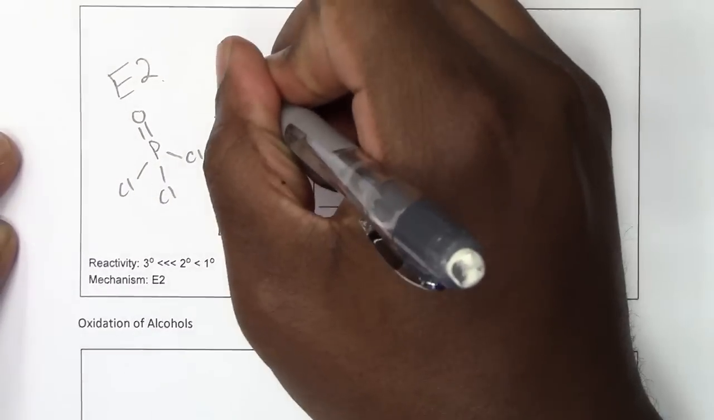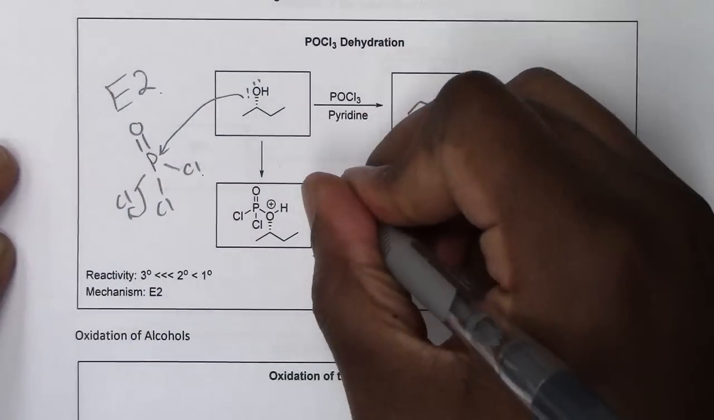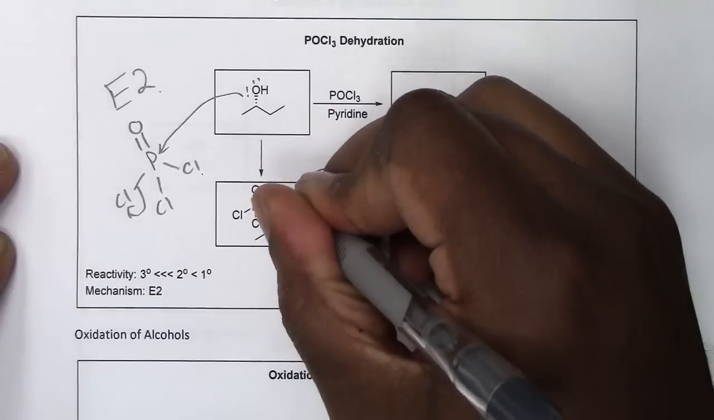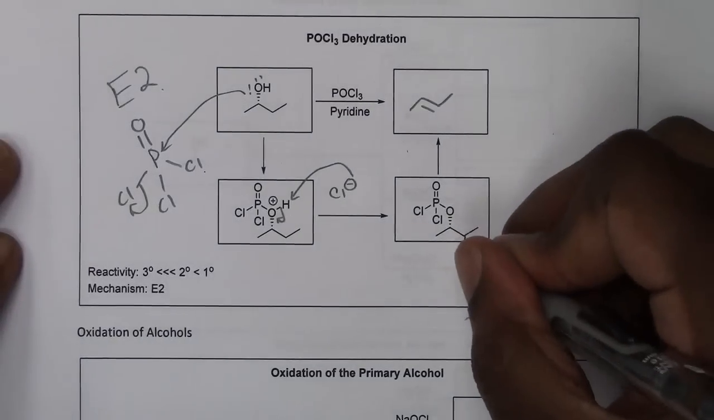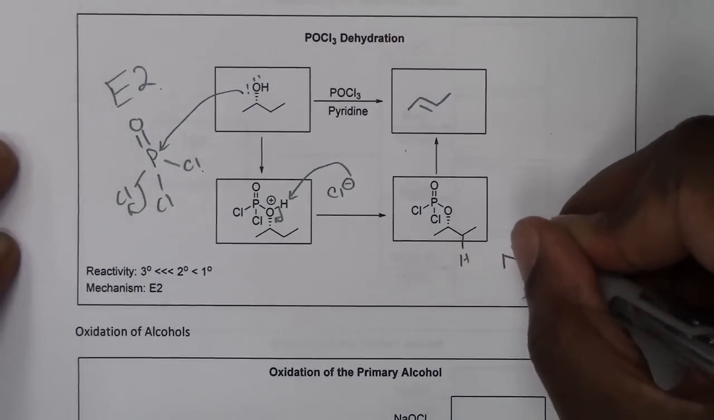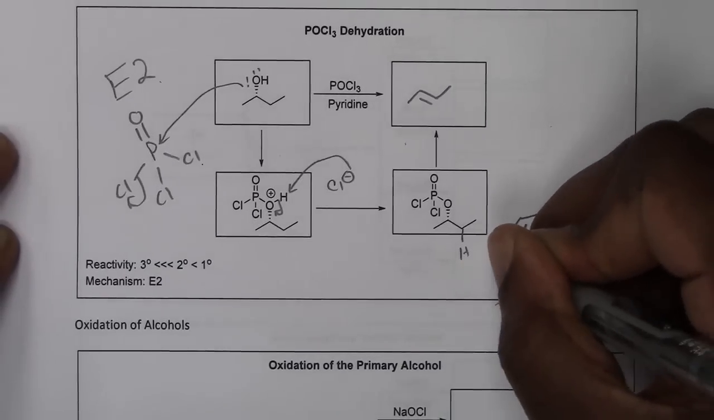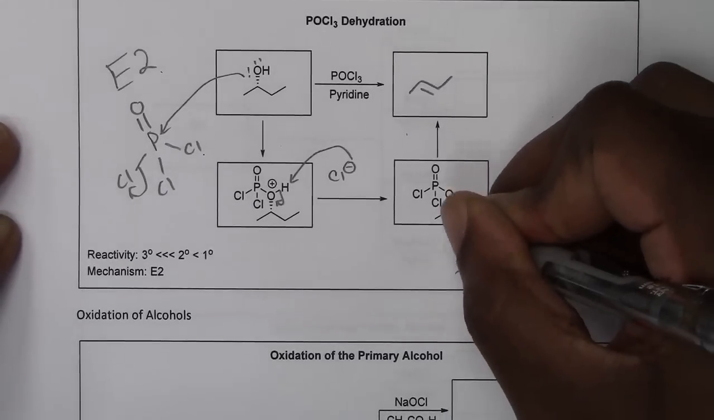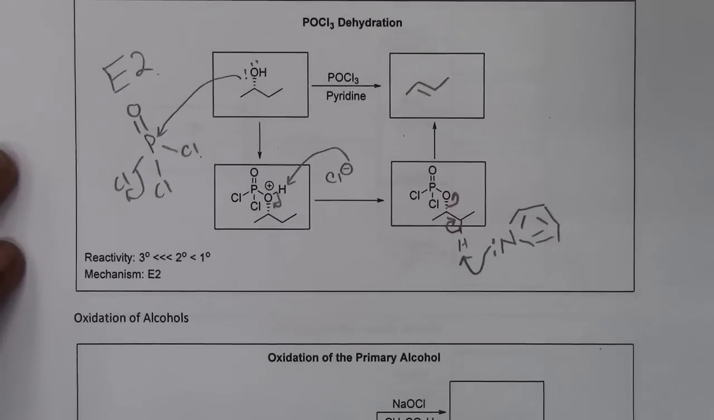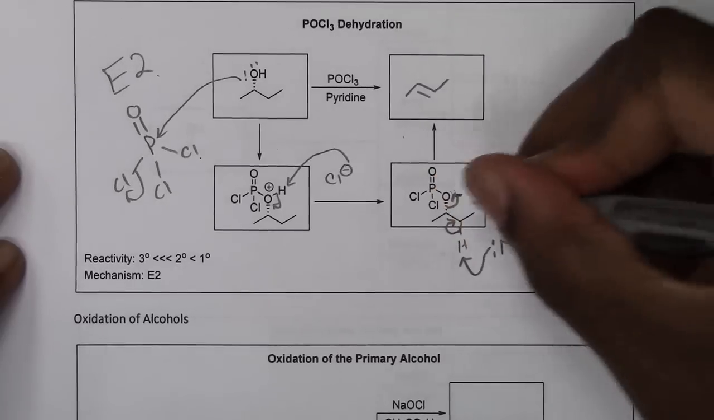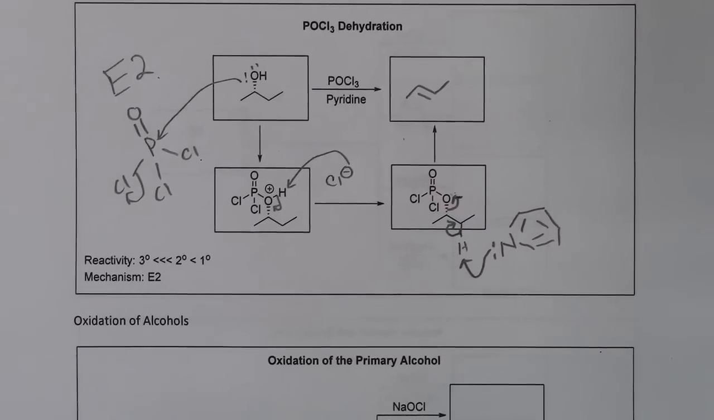So what's happening here? Electrons attack phosphorus, we kick out a chlorine. Chlorine comes back, deprotonates the oxygen. That leaves us here. And then pyridine, which is a decent base, comes in, removes a proton. These electrons fold in, and then we kick the leaving group out.